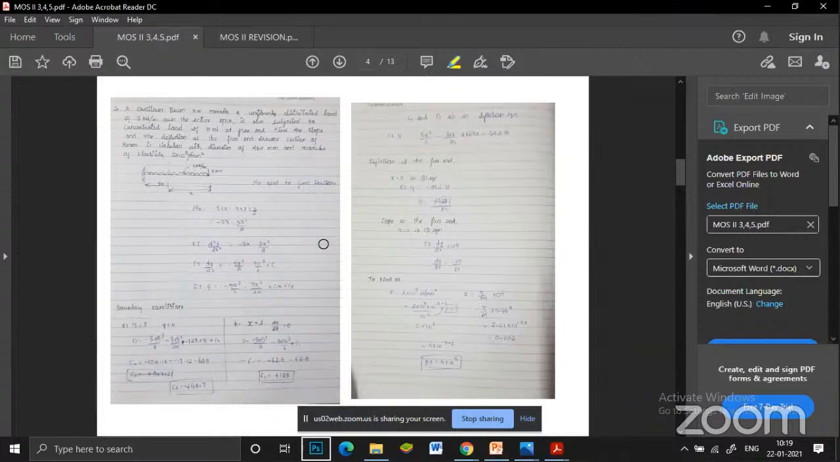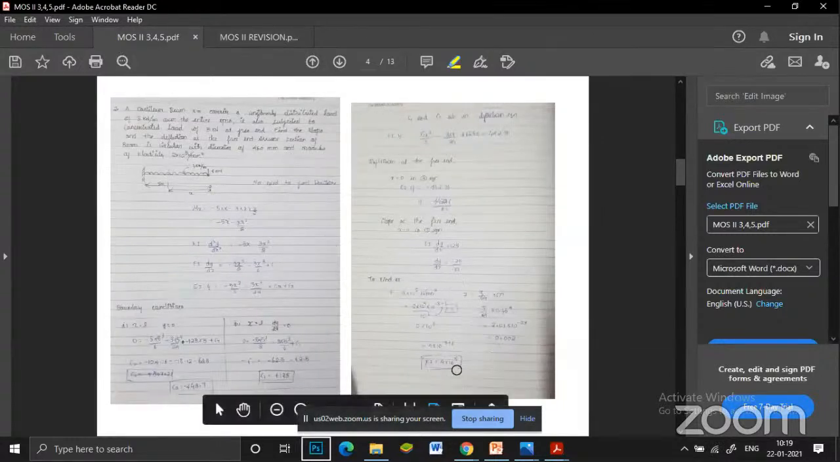We have to find the moment with the help of the boundary conditions, and find the values. Then again we have to integrate, double integration. We have to find the deflection at the free end, then the slope at the free end with the help of the formula. Finally, we have to find the value of EI. Okay. Have a glance at this. It's a very simple question.